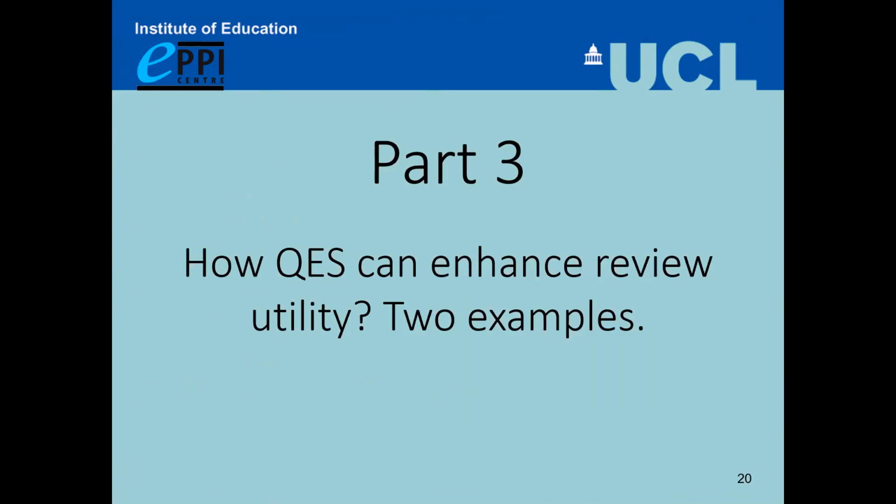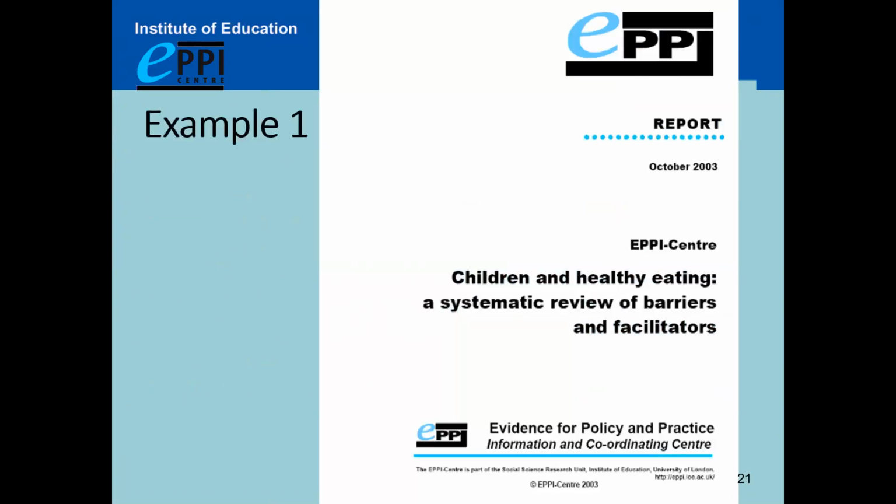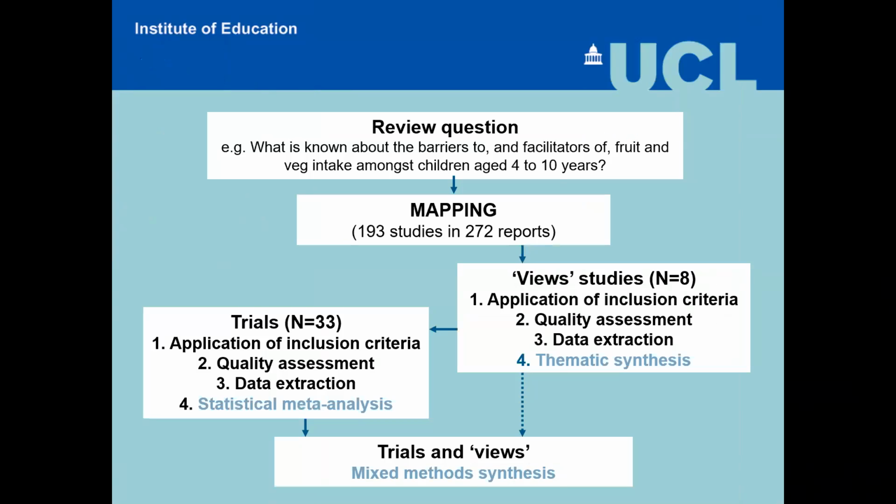Okay, so moving on then to the examples. This first example is from a systematic review we did a very long time ago, and I was involved in, examining barriers and facilitators of interventions to support healthy eating among children, and in particular to encourage the consumption of fruit and vegetables. So this slide illustrates the different components of the review, and it can be seen as what we might call a convergent type of mixed methods review.